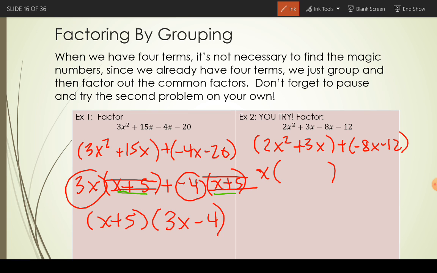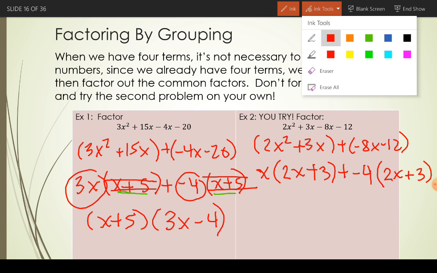When I take an x away from 2x squared, I'm left with 2x. And when I take an x away from 3x, I'm left with 3. Plus, I can take out a negative 4 from negative 8x minus 12. And when I take out negative 4 from negative 8x, which is simply dividing negative 8x by negative 4, I get a 2x. And a negative 12 divided by negative 4 gives me a positive 3.